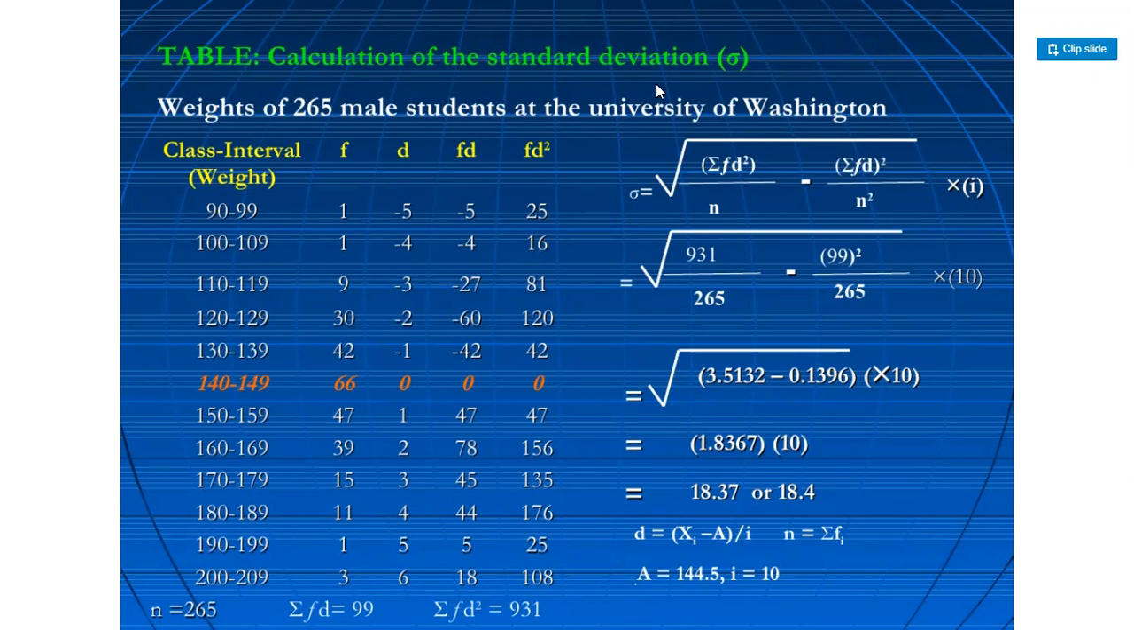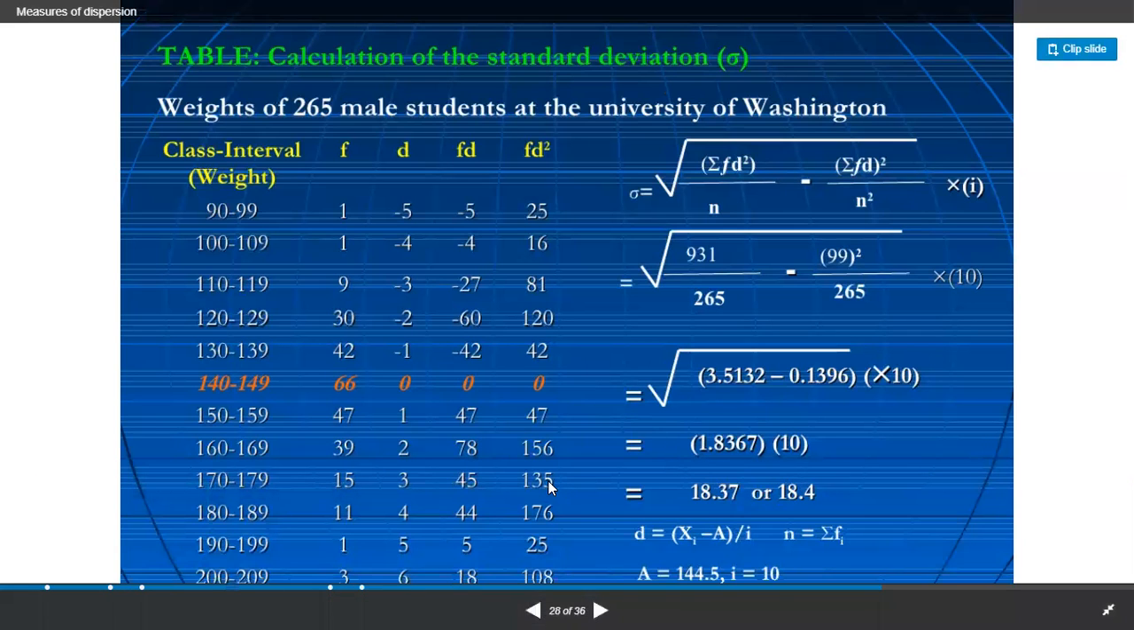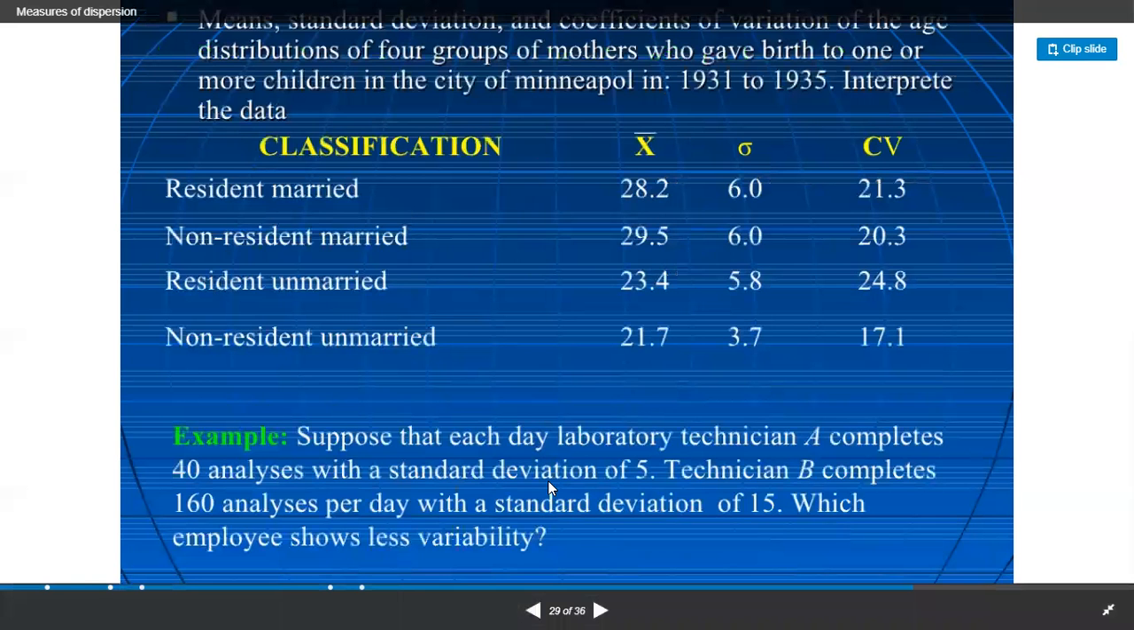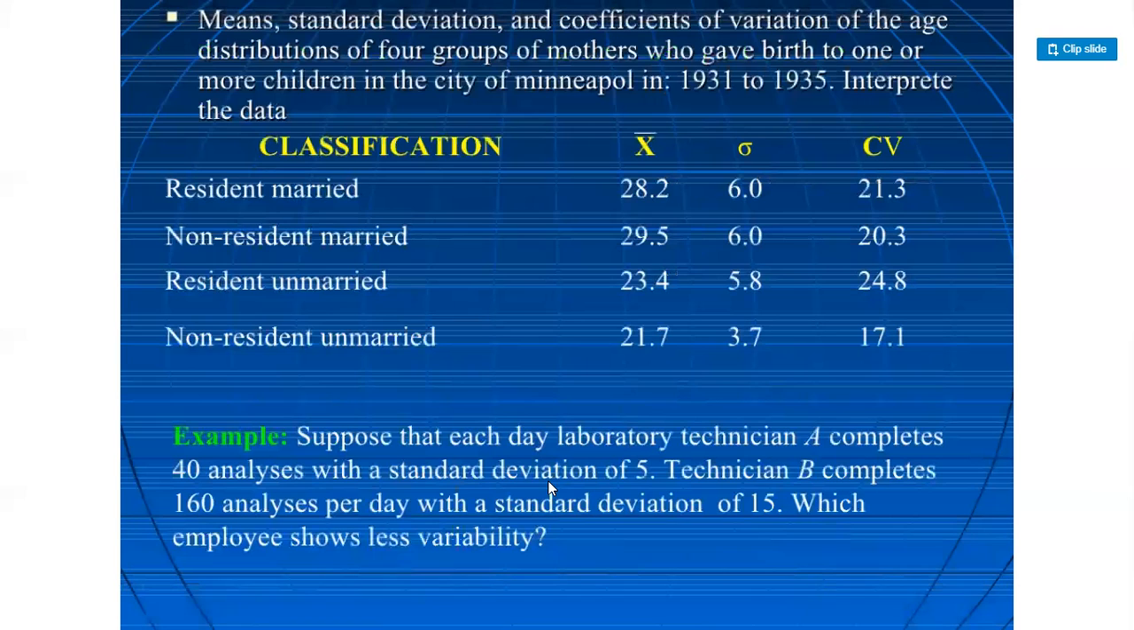Now we have to use the formula: square root of sigma fd square upon N minus the square of sigma fd upon N, into i, the difference between the lower and the upper limit of the class. Now we do the calculation, and after the calculation we get the answer, and then we have to see it in the table.